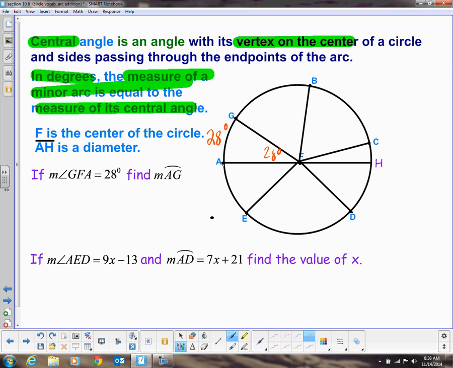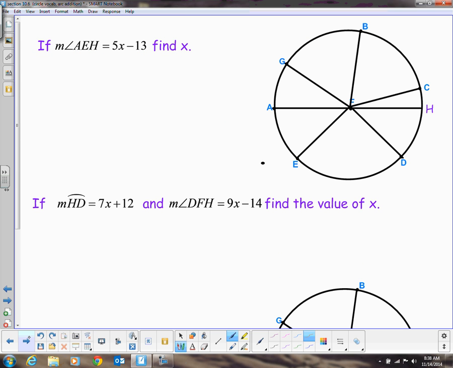If I tell you that angle AED, this angle right here, is 9x minus 13, and I tell you that this arc right here is 7x plus 21, central angle equals its arc. That means 9x minus 13 equals 7x plus 21. Okay, got it. Central angle equals its arc. So we're back into some of the algebra. Now, if you listen to period 1 notes, I had time to finish working that problem.